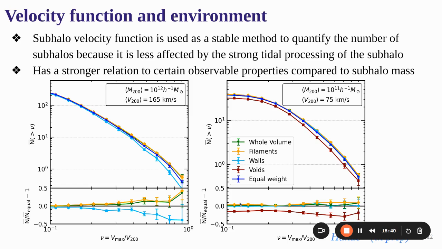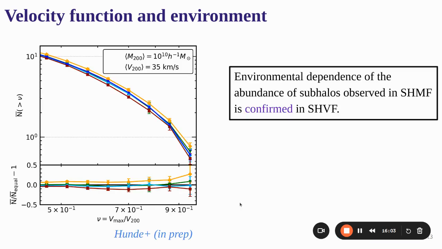Still, when we see the velocity functions of our subhalos, it shows a similar pattern: the dependence on environment increases with the decrease of host halo mass, and the number of subhalos in filaments is higher than in walls and voids, and voids have the least.